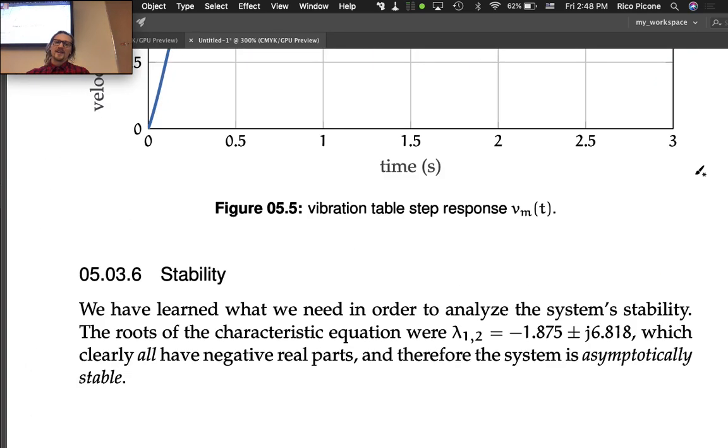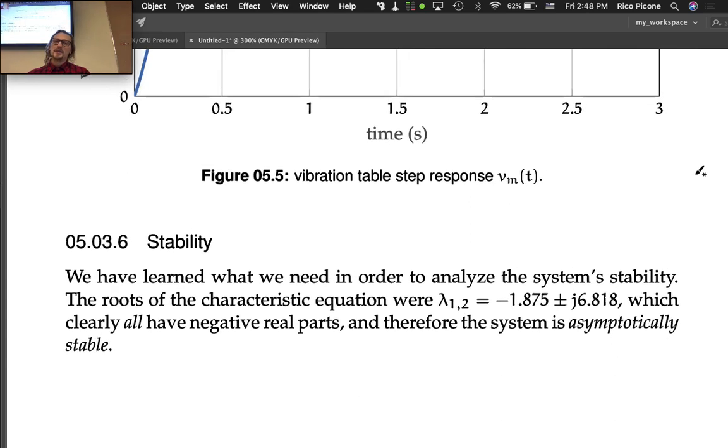Okay. Finally, we can talk about stability. We've learned what we need already in order to analyze the system's stability, because the roots of the characteristic equation were this, which clearly all have negative real parts. There are only two roots, so you just need to check those two roots to make sure that their real parts are negative, and they both are, negative 1.875 in both cases. So the system is therefore asymptotically stable.